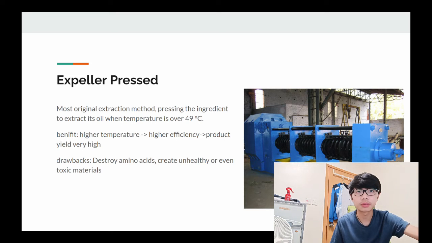Here comes the expeller press method. It's the most original extraction method, which presses the ingredient to extract its oil, regardless of temperature. The benefit is that during the press it creates a high temperature which helps the extraction of the oil and makes the product yield very high. But then, as we talked about before, the high temperature may destroy the amino acids, create toxic materials and reduce the nutritional value of the oil.